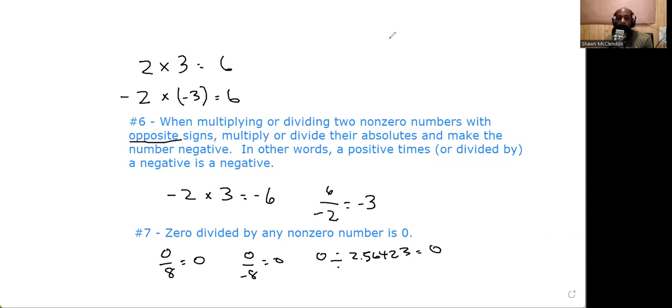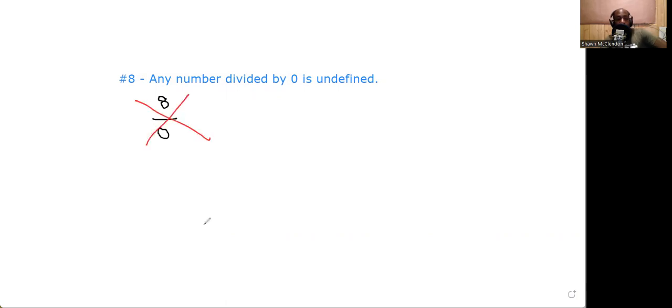And then lastly, last but not least, and this is extremely important because it's easy to get this mixed up with number 7, what we just talked about. So pay attention. Any number divided by 0 is undefined. Now, we're not saying 0 divided by a number. Any number divided by 0. So if you have 8 divided by 0, this is what we refer to as undefined. You can't do that.